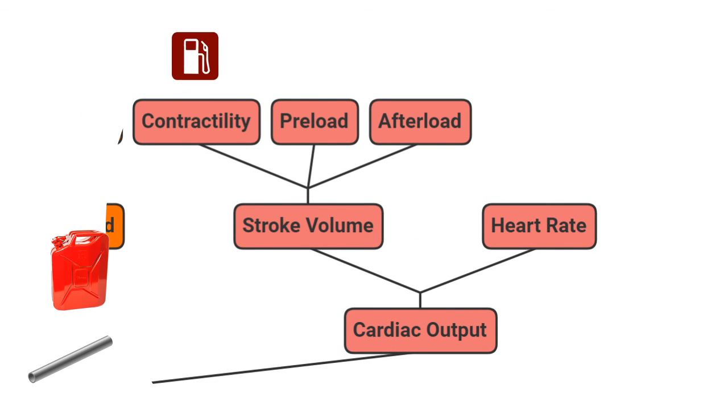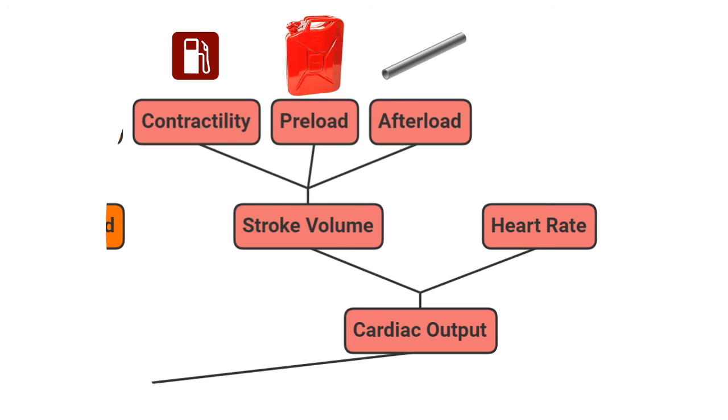So let's summarize. The pump is contractility, the tank is preload, the pipes represent the blood vessel tone, which gives us the stroke volume. The final component in cardiac output is the heart rate.